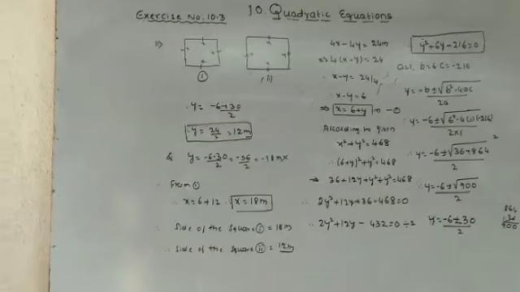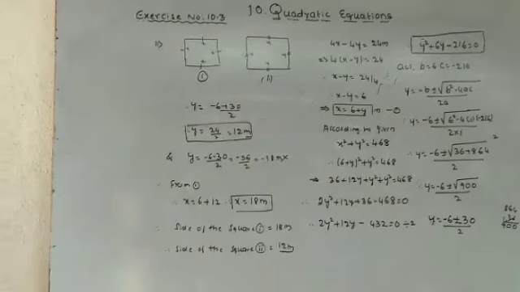This is not x, the variable here is y, sorry. So this is also y, here also y, the coefficient is also y, divided by 2.